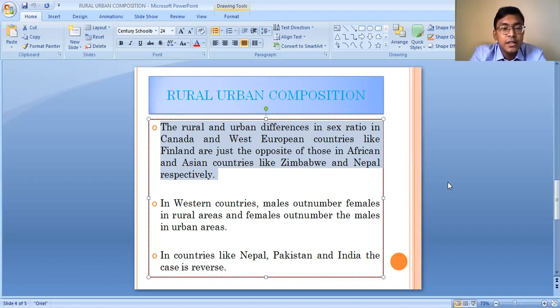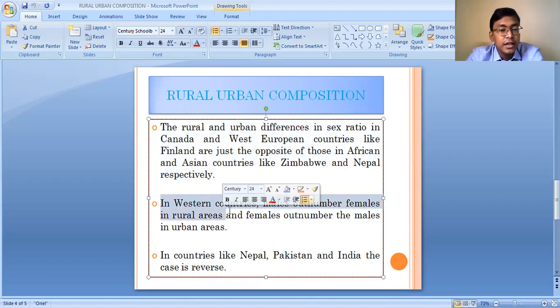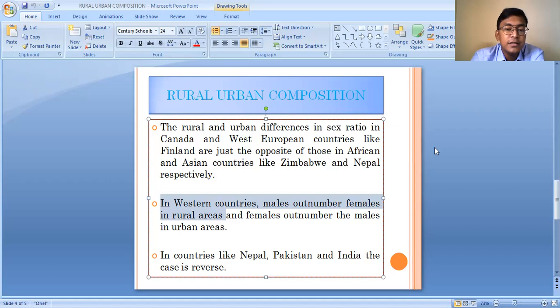Basically, in the Western countries, what we find is that males outnumber females in rural areas. Try to understand properly. In the Western countries, the males outnumber females in the rural areas. That means the number of males is more in the rural areas than the number of females.